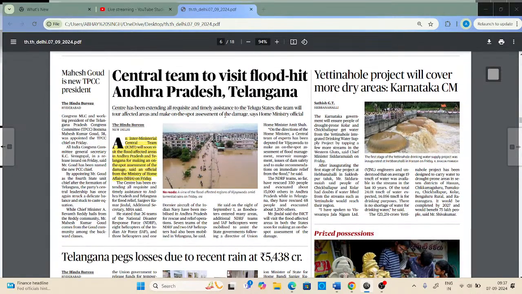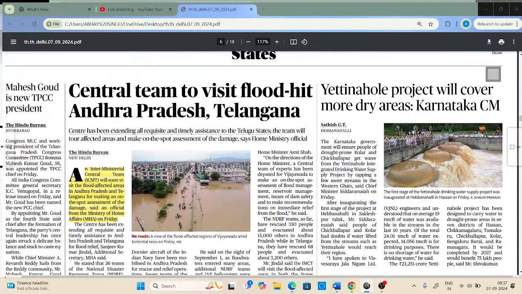So now recently we have seen that the Chief Minister of Telangana, Mr. Revanth Reddy, was demanding that the flood, which has caused a lot of damage in Andhra Pradesh and Telangana, should be declared a natural disaster or a natural calamity. So in the same series of articles, this is the next development. The next development is that an inter-ministerial central team (IMCT) will soon visit the flood-affected areas of Andhra Pradesh and Telangana just to assess how much damage has been caused.